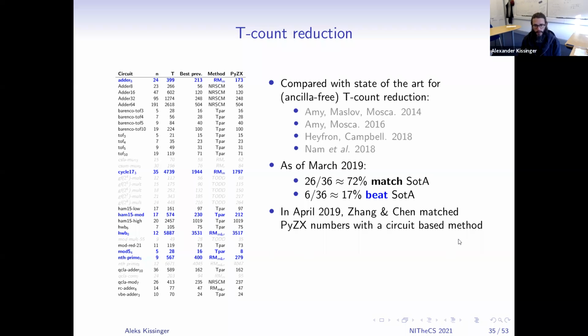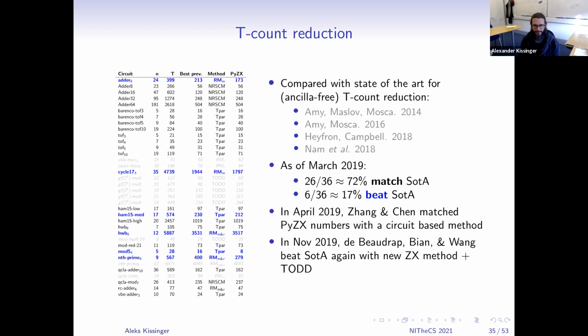The very next month, Zhang and Chen came up with another, arguably simpler technique for getting the same numbers. Later that year, some other people at Oxford beat the state of the art again with a new method, and it continues. This is something that's ongoing. When we put this first paper on the arXiv, I got a message from Earl Campbell, who wrote the 2018 paper, saying, "Welcome to the T Wars." People are trying to push these techniques as far as they can, in almost a competitive way.